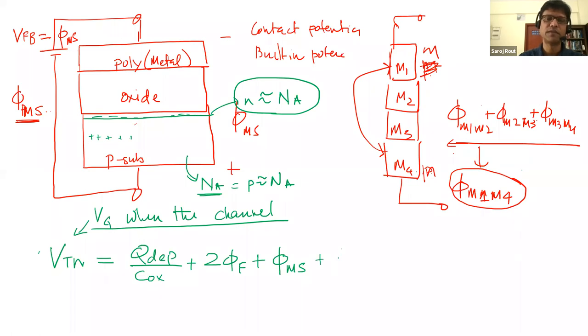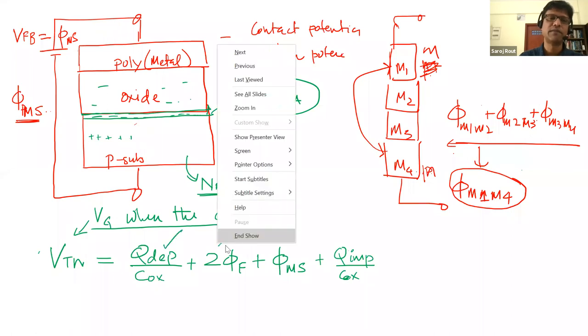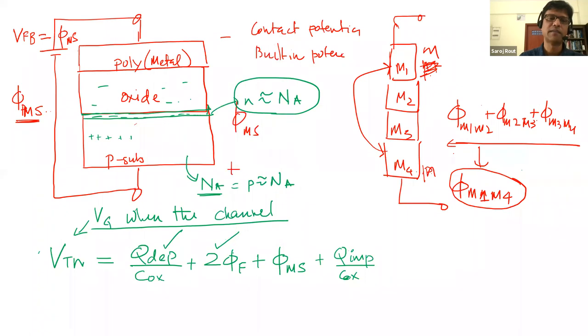There is another term here, which is that there are some impurities. If you don't understand this part, it's fine. Basically, there are some impurities, ions actually, in the oxide, which should not be there, and in the interfaces as well, because these clean interfaces are very difficult to fabricate. So by COX, that charge I have to overcome. So I have to overcome the depletion charge. I have to invert the band diagram from P-type to N-type. I have to overcome the contact potential. I have to overcome all the impurities, and then it will actually invert the channel, and that's the VT.